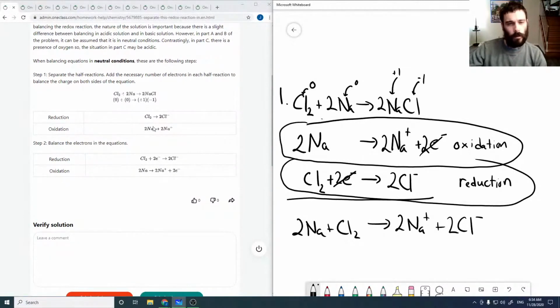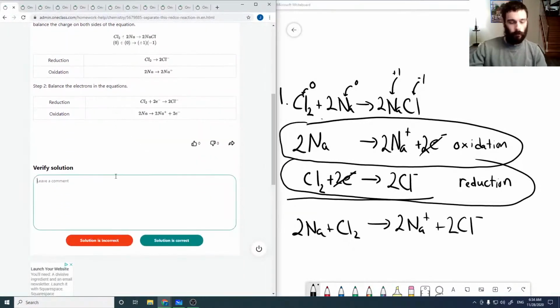Okay, so there's our reduction, and our oxidation. So this looks correct. Yeah.